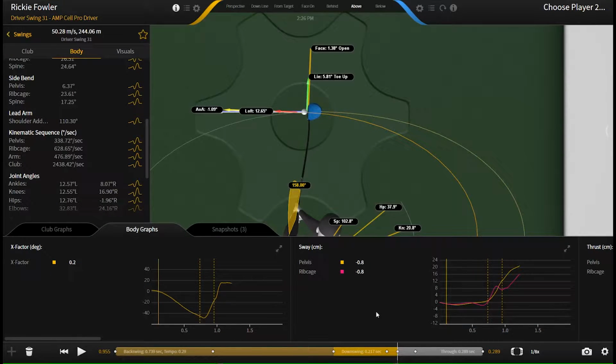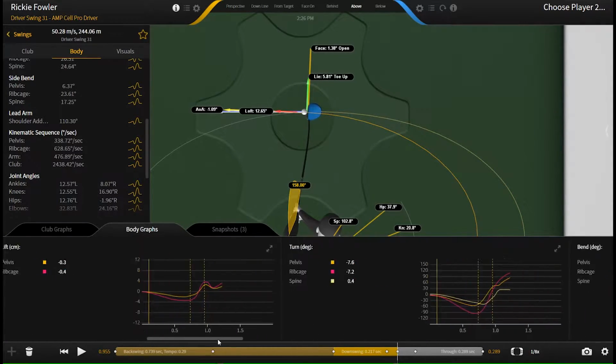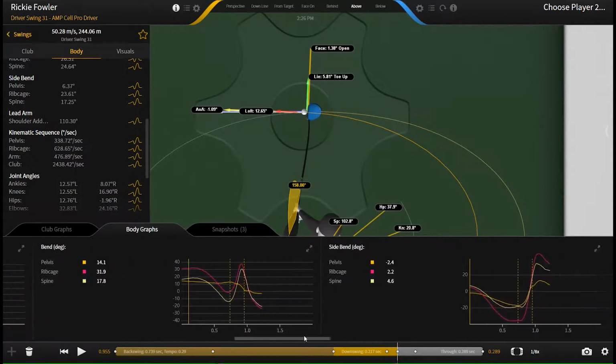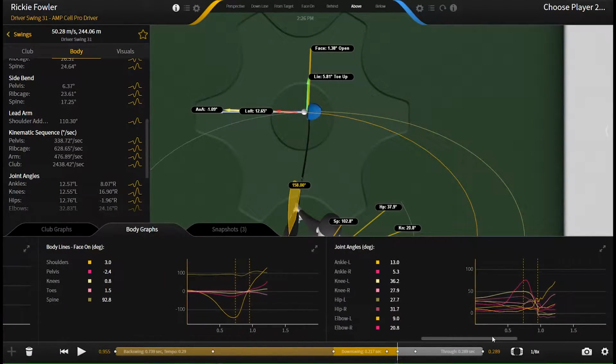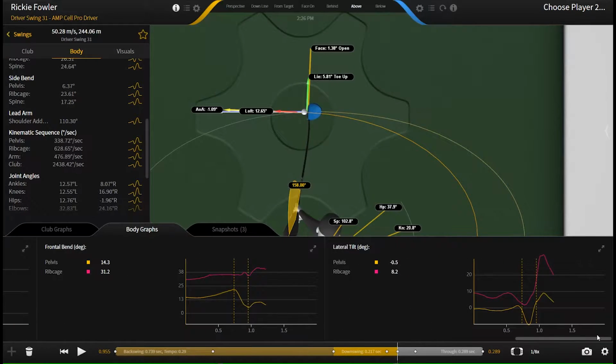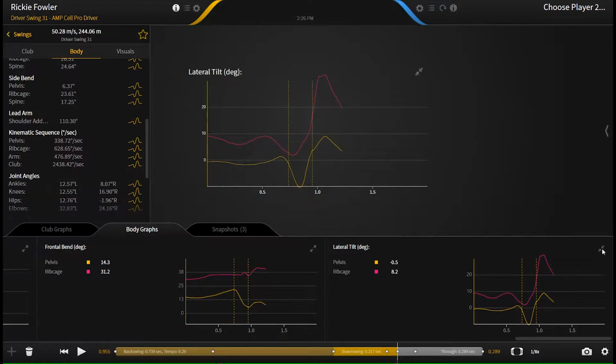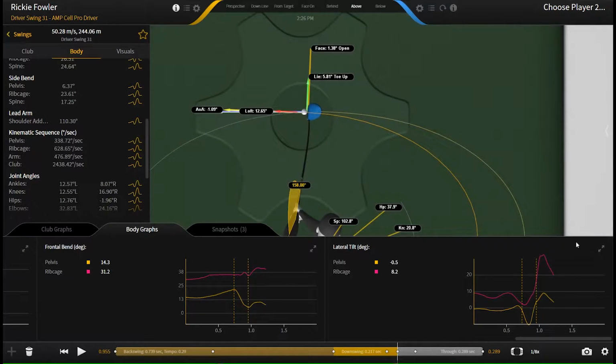Many of these metrics are available for you in these body graphs here, and are very useful for deeper analysis, particularly of the kinematic sequence and of some of the angles that are available to you. You can see these graphs larger by clicking this icon here, or reduce the graph by clicking the icon a second time.